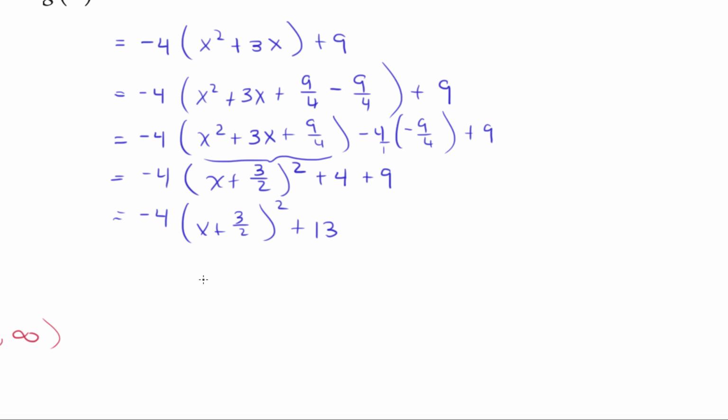So what's the vertex? Wait, pause. It's not 13 because it's not 4. 36 divided by 4 is 9. 9 plus 9 is 18. My bad. Okay, so the vertex. The opposite of the sign, so negative 3 halves, positive 18.